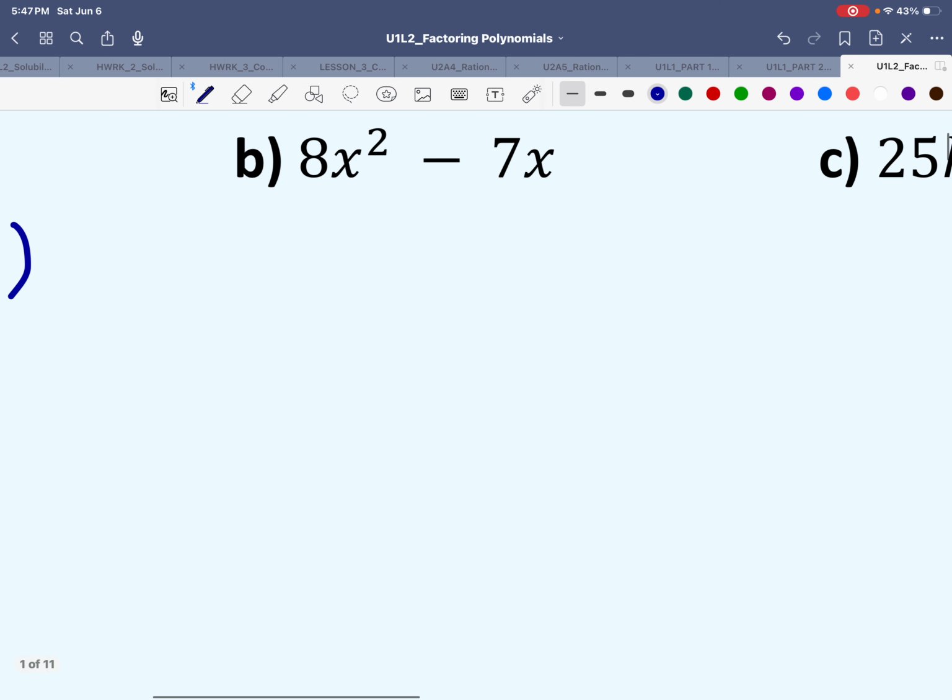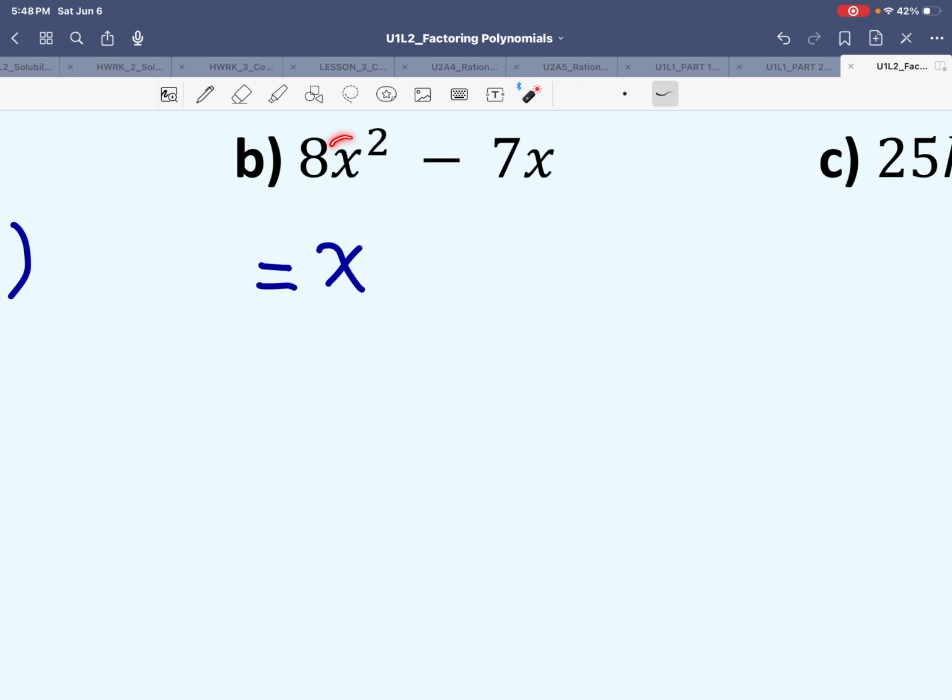Moving on to the next example. So 8x squared minus 7x. Same strategy. We look at the numerical coefficients. No common factor. We look at the variables. We have x to the power of 2 and x to the power 1. So what that means is that x is common. But what power do you think is common?